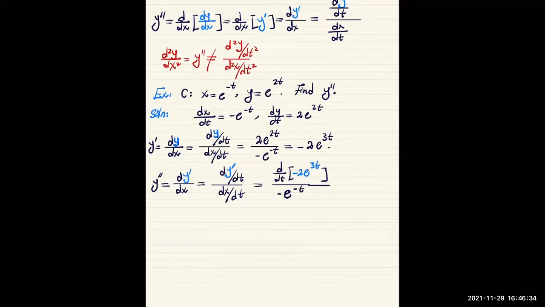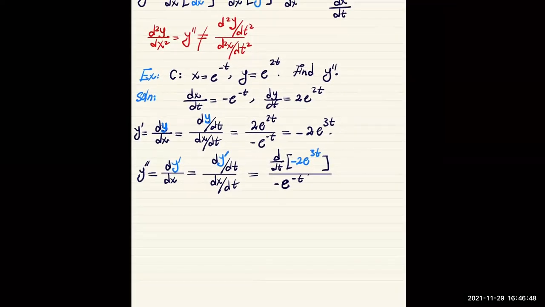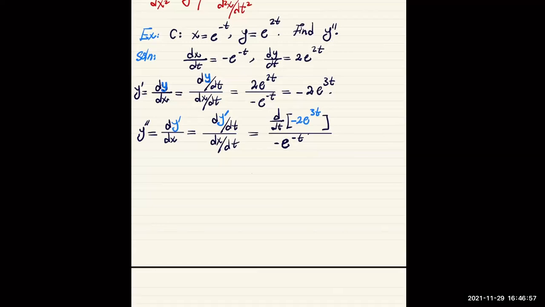I hope you can see that. I'm finding the derivative of y prime, and y prime is right there. That's your y prime. What you need to do now is evaluate this derivative, and then you divide and you'll be done. On the top we have chain rule again. The derivative of that thing is negative 2e to the 3t. By chain rule, you multiply by the derivative of 3t, which is 3, and divide that by negative e to the negative t.